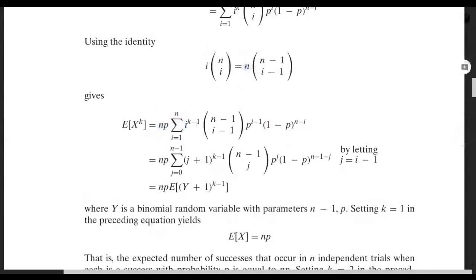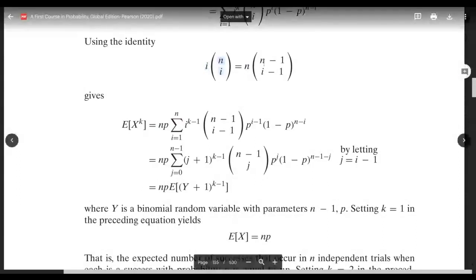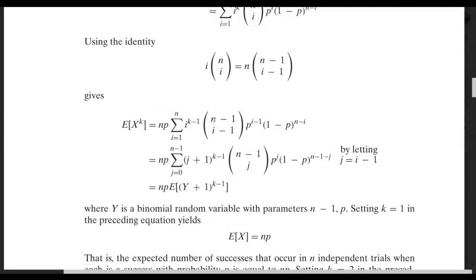N times p, because we change I to be n, and change n choose I to be n minus 1 choose I minus 1. So we have this n times this.